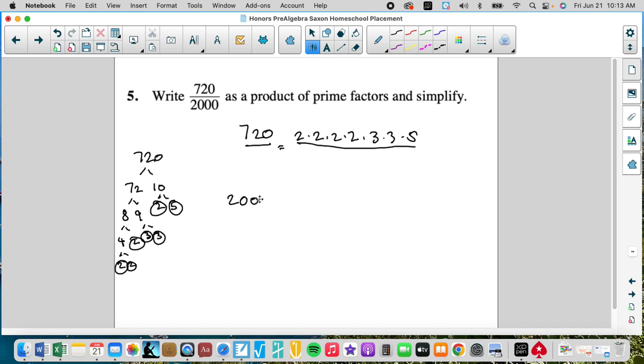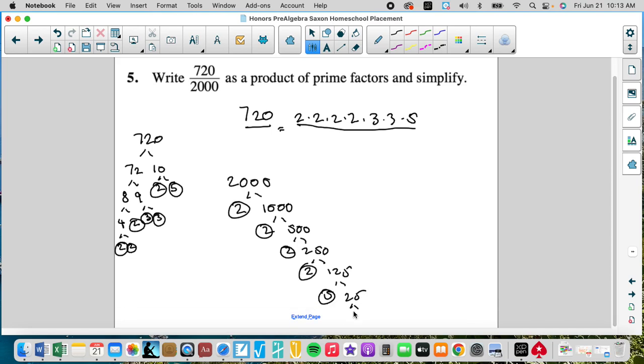And then we're going to break up 2,000. I'm going to do 2 and 1,000 because 2 is a prime number. Then 2 and 500, then 2 and 250, then 2 and 125, because 2 is a prime number. And then let's do 5 and 25. And then we'll break 25 into 5 and 5. So we get 4 2s again, and then we get 3 5s.